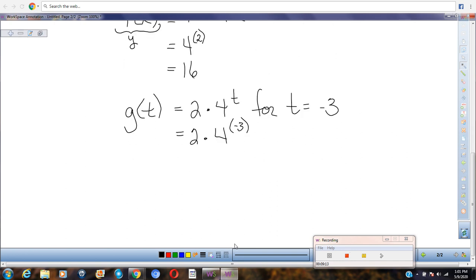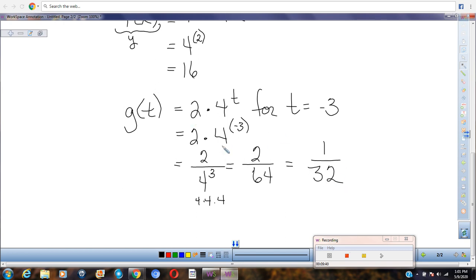Now, we just finished a whole section talking about negative exponents. Where does this move to then? That's going to move that 4 to the denominator, and our exponent will become positive. So we're going to have 2 over 4 times 4 times 4, or 64. And then you'll notice that this fraction does reduce. So our final answer is 1 over 32.